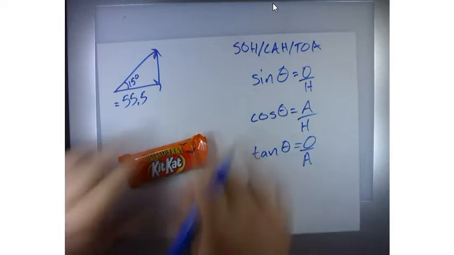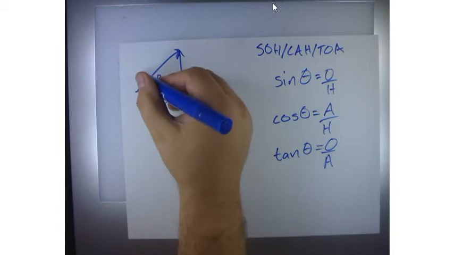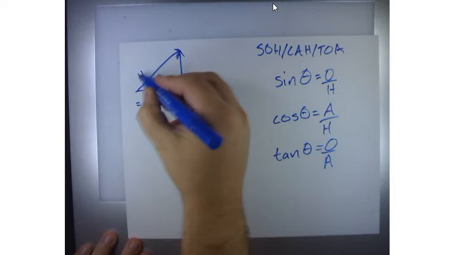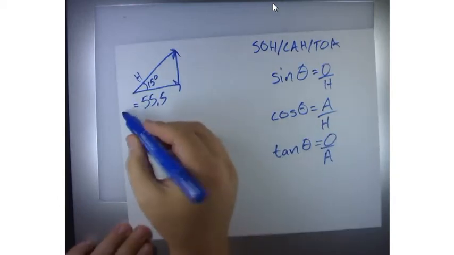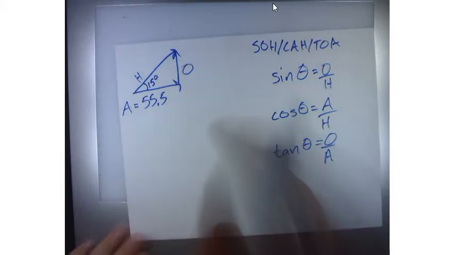What is this side here? This side here. Hypotenuse. Okay, which one is this one? Adjacent. Oh, you're lucky. And what's this one? Opposite. Okay, good.